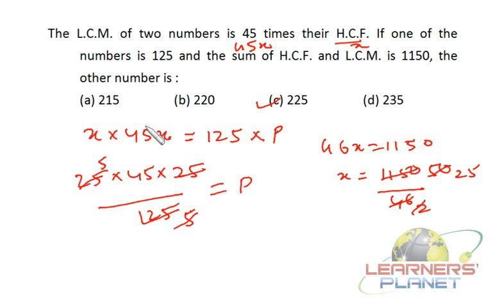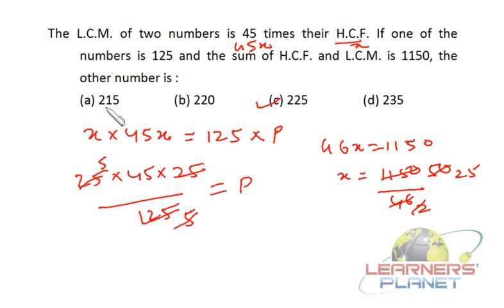Friends, there is an alternative method or a smart technique to do this problem. Here we have been given that LCM of two numbers is 45 times their HCF, and we have assumed the HCF to be x. That means LCM must be 45x, that means LCM must be a multiple of 45. Since one of the numbers is 125, the other number must be a multiple of 9, then only we'll be getting the LCM as a multiple of 9.